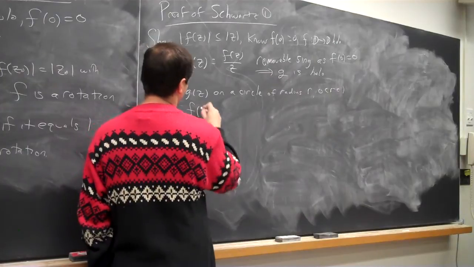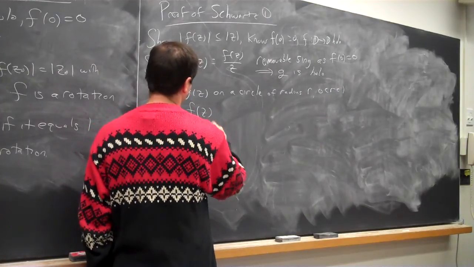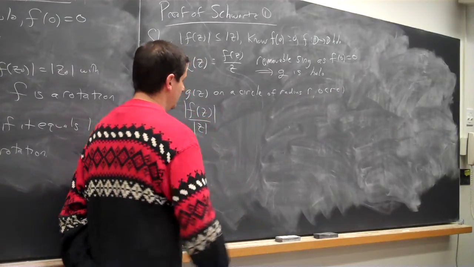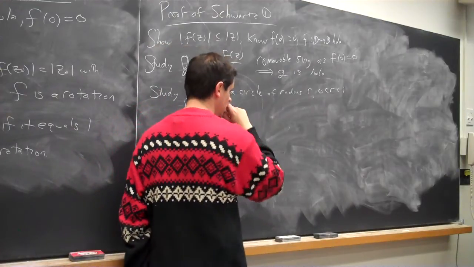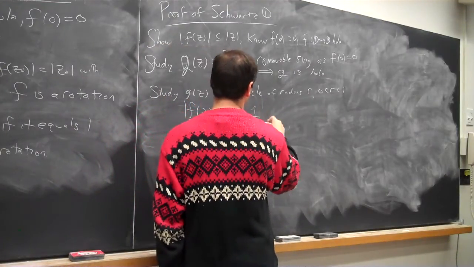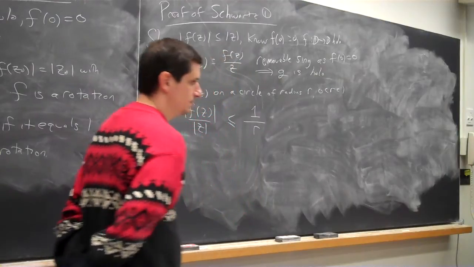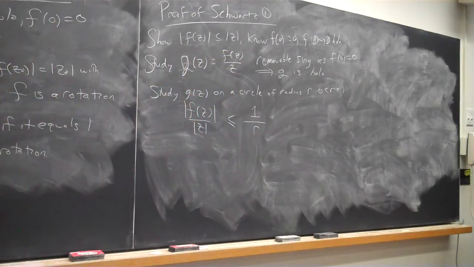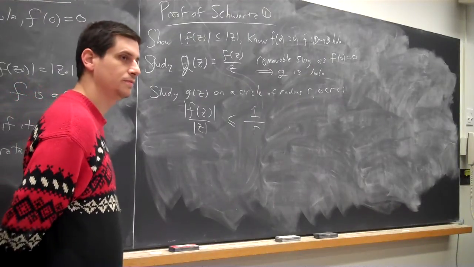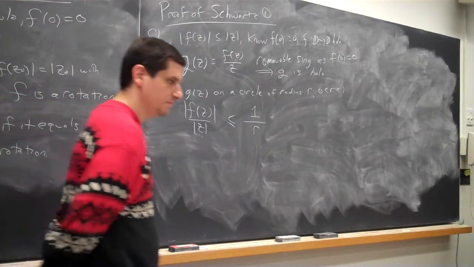So we would get |f(z)/z| is less than or equal to 1 divided by r. Why would this be the case? Oh, now I remember, okay. Well, if r is less than 1, then 1 over r is going to be bigger than 1. Yep. We're mapping to the disk.